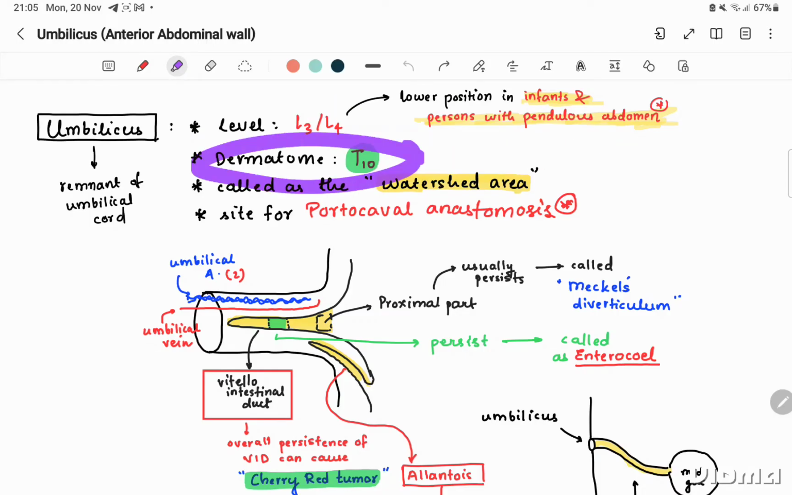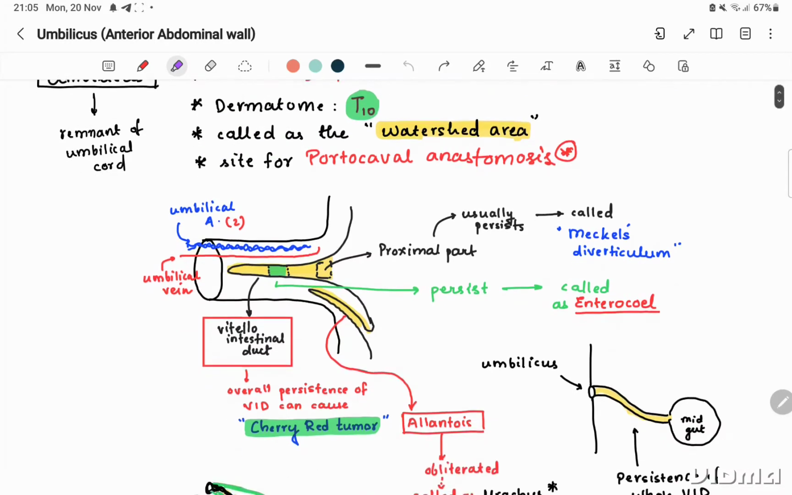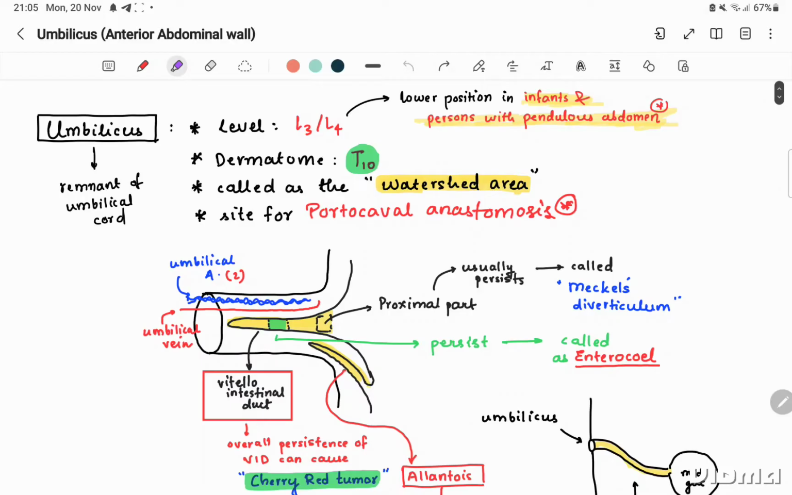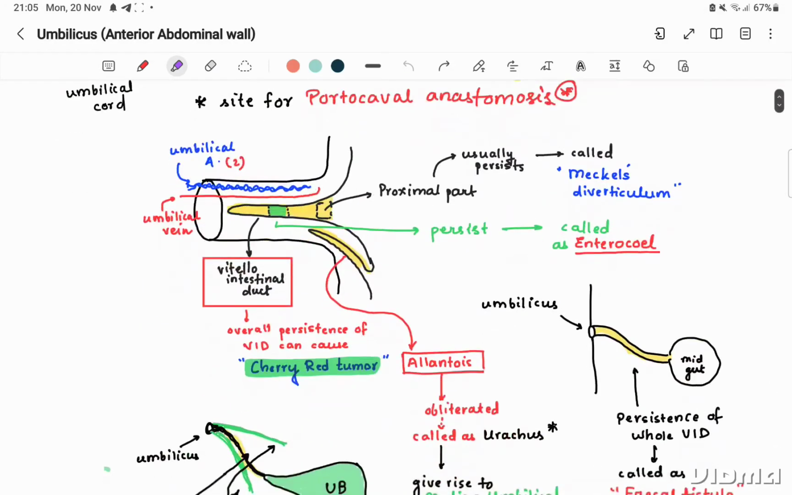Okay, this dermatome is the T10 dermatome, called the watershed area, because the lymph is draining into the lymph nodes. You will see it's the site of a portocaval anastomosis. So this is the umbilicus. If this is the umbilicus, we have two umbilical arteries, which will carry deoxygenated blood, and one umbilical vein, which will carry oxygenated blood.